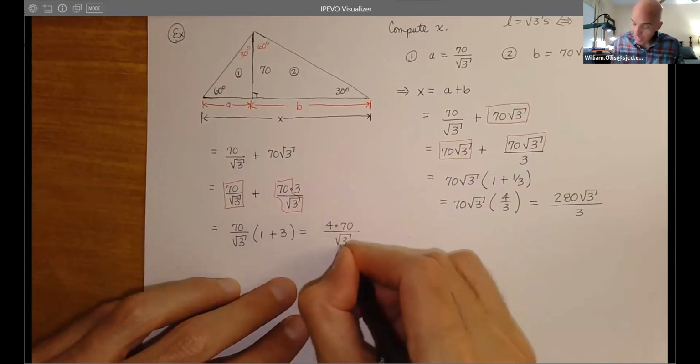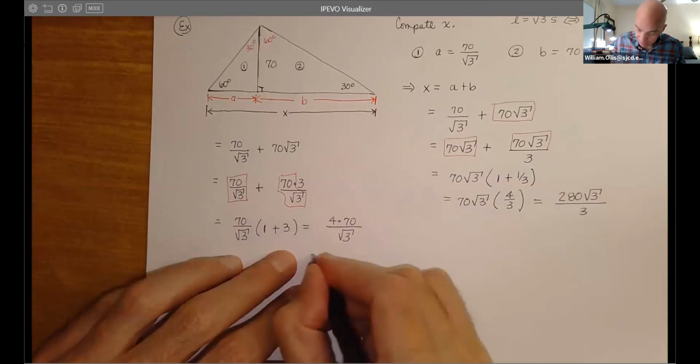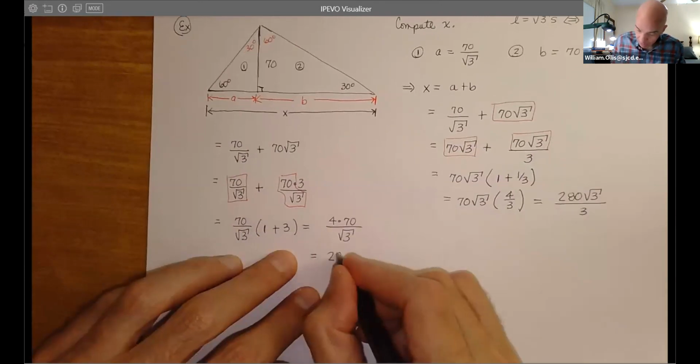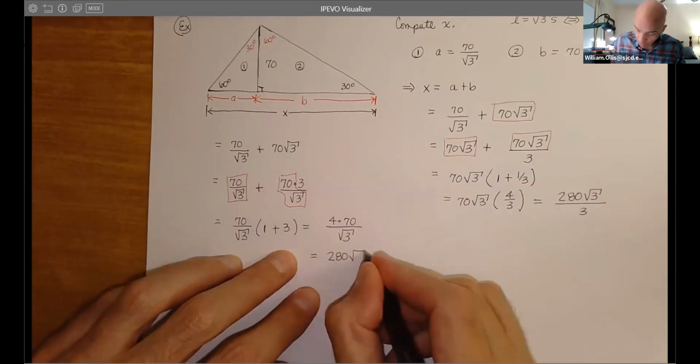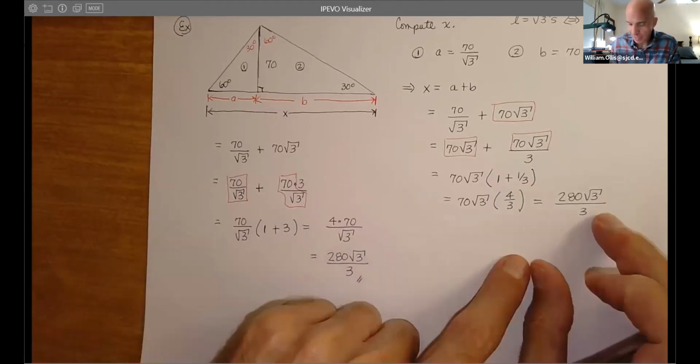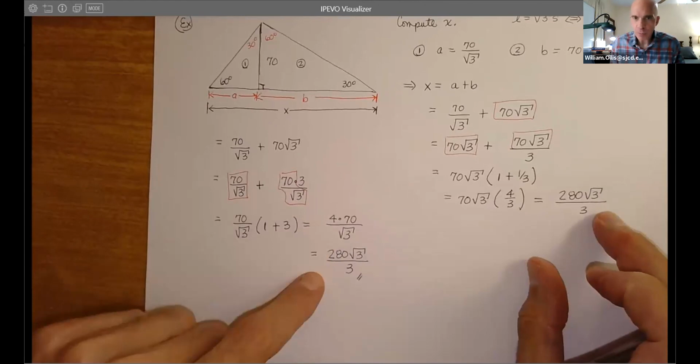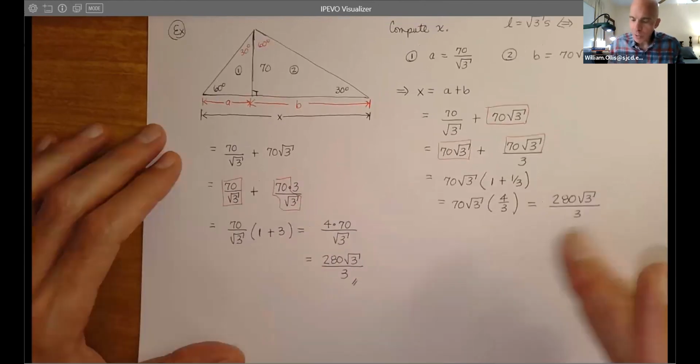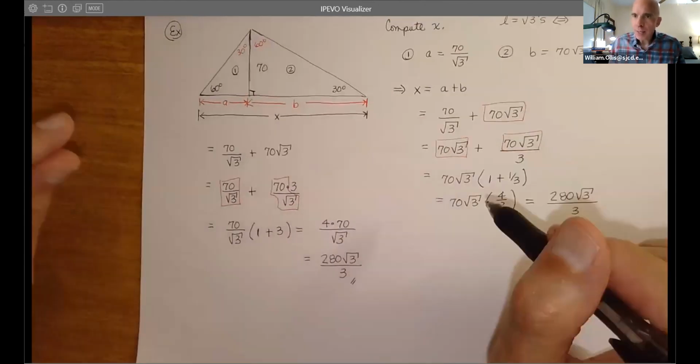But of course, if we rationalize, we get exactly that. So we get 280 times root 3 over 3. And I don't even care about rationalizing. That just happened to be rationalized, but WebAssign is fine with that. But how you choose to factor, it won't matter.